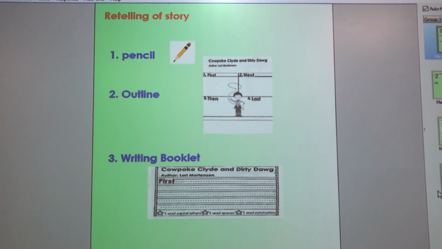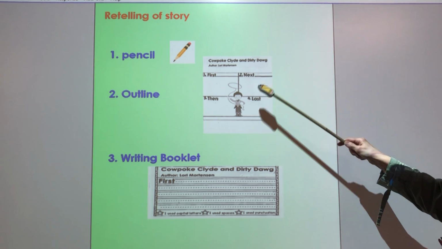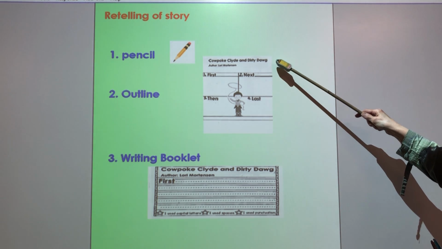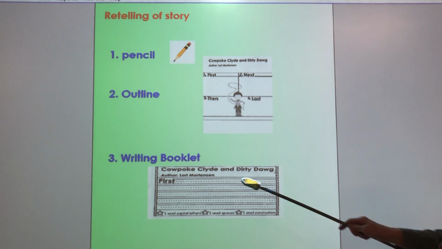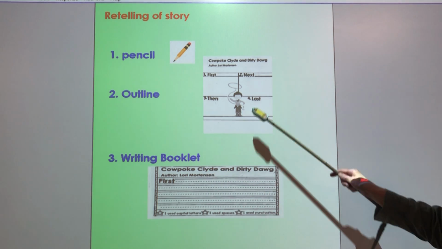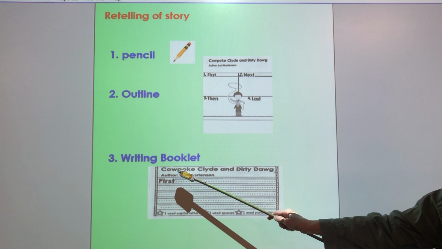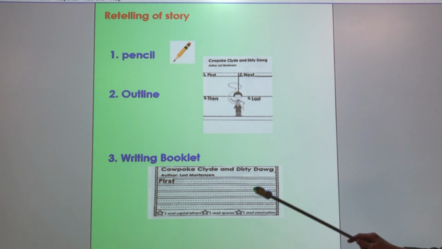Boys and girls, this is our writing assignment. We're going to be retelling a story. You will need for this assignment your pencil, this outline that we're going to be writing on, Cowpoke Clyde and Dirty Dog, and the writing booklet that goes with it. Check to make sure that the title, Cowpoke Clyde and Dirty Dog, is at the top.